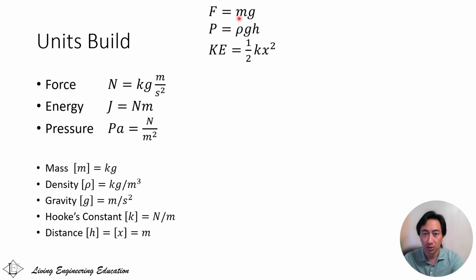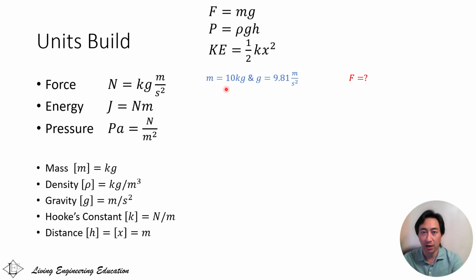So force, mass times gravity, is a weight. That's an example of a force. Pressure, density, rho, times gravity, g, times height, h. This is a hydrostatic pressure. This talks about when you go deep underwater or you climb somewhere high, how the pressure changes. That's what this pressure is representing. Then you have the kinetic energy of a spring, right? Because we're looking at this as a spring constant, and then we're looking at x as the displacement from the equilibrium point. So let's take a look at examples using these three complex variables.